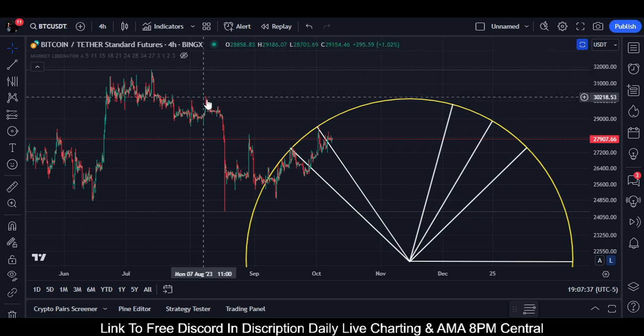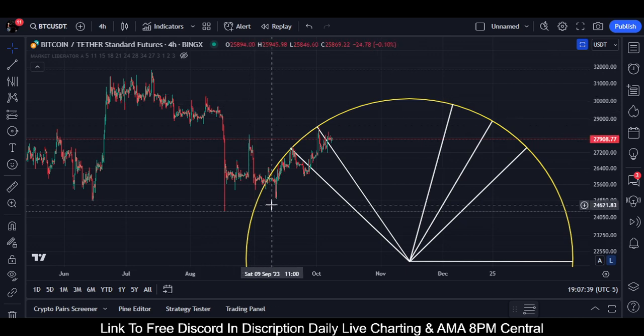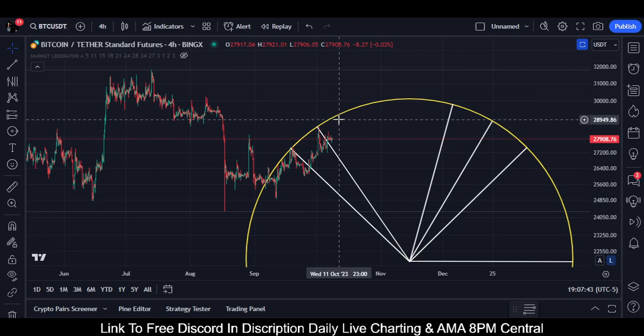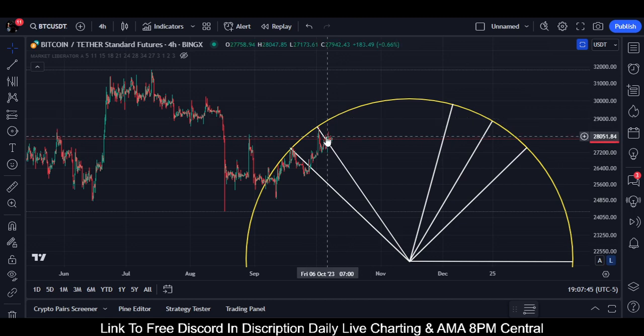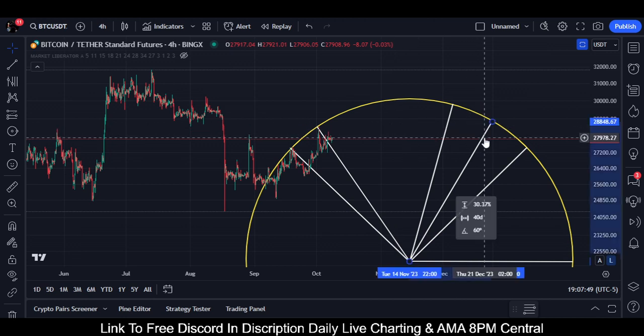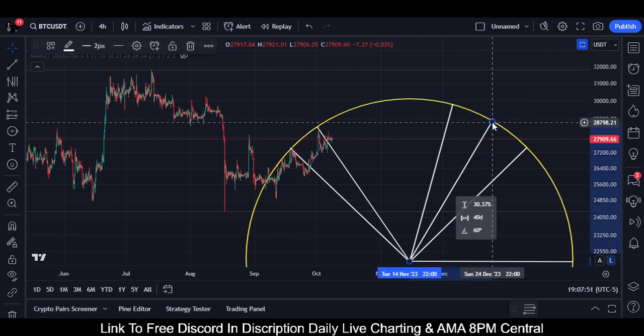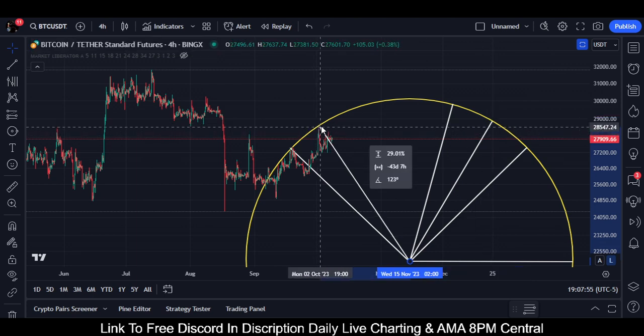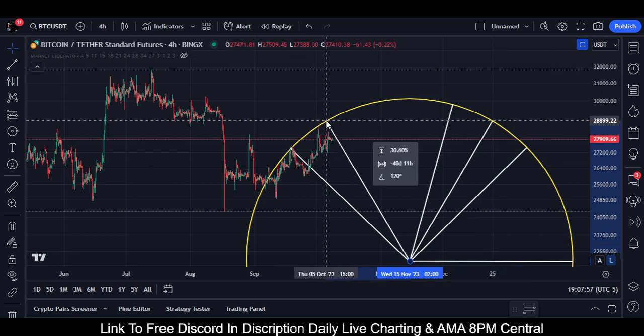Look at this curvature. And when time and price were square, the trend changed. Look at this curvature. When time and price are square, the trend will change. And let's just map it out. So let's get our 60 degrees over here. So 60 degrees is right here. Let's bring this up to match.